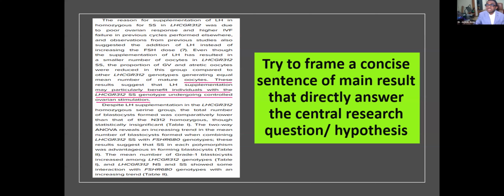Try to frame it concisely. First, you have to frame a concise statement of the main results that directly answers the central research questions. The same thing in this research, I say that these results suggest that LH supplementation may particularly benefit individuals with the LH polymorphism genotype undergoing controlled ovarian stimulation. So this is the concise statement of the results that directly answers the question.